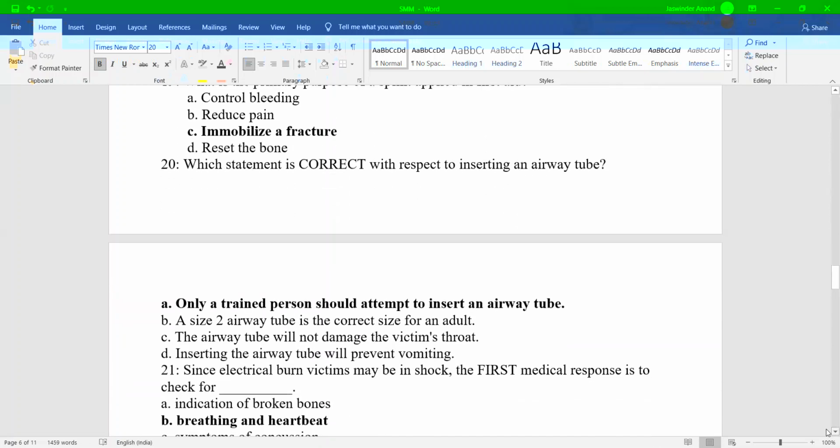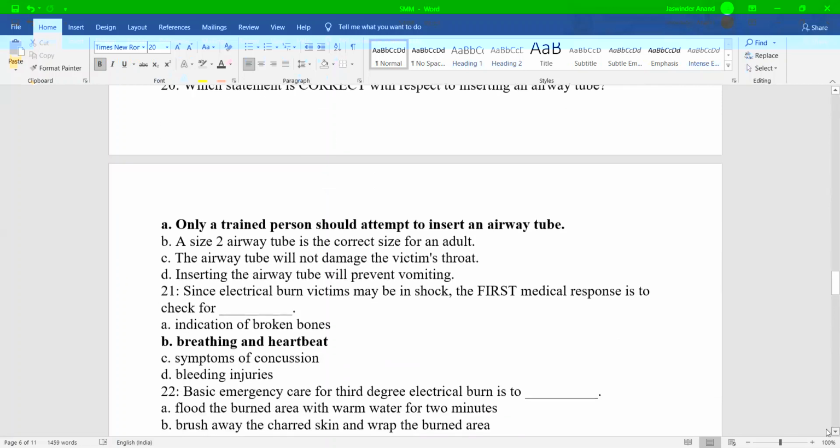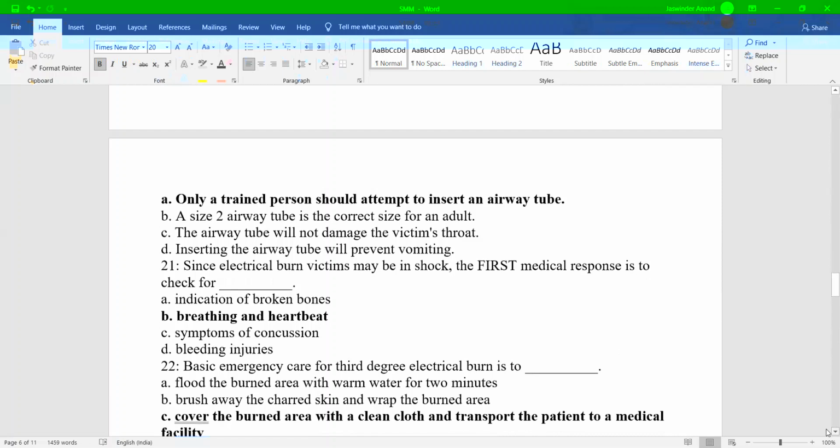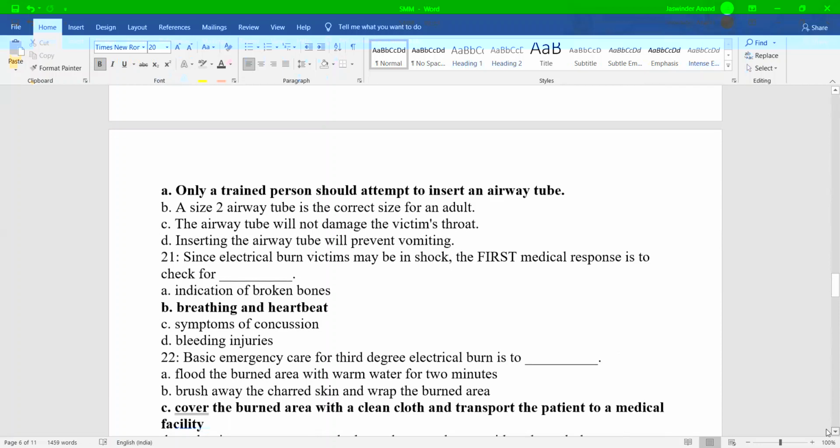Question number 20. Which statement is correct with respect to inserting an airway tube? Answer is A. Only a trained person should attempt to insert an airway tube. Question 21. Since electrical burn victims may be in shock, the first medical response is to check for, well, it's to check for breathing and heartbeat. So B is the answer.